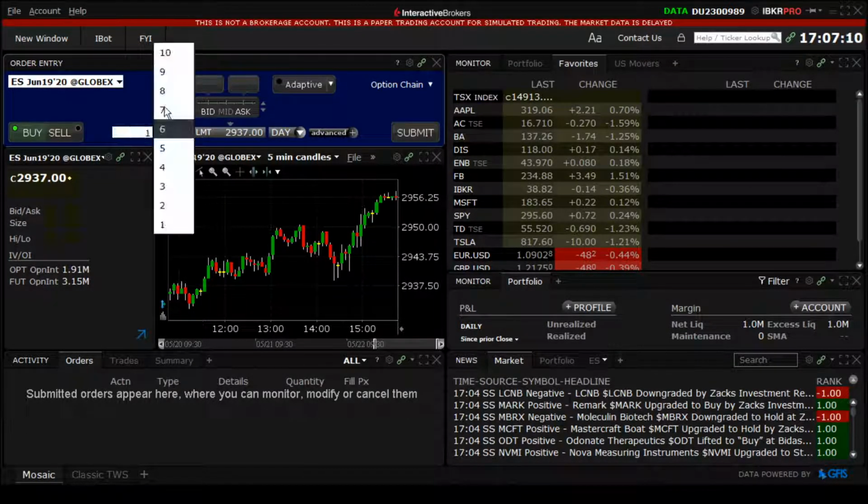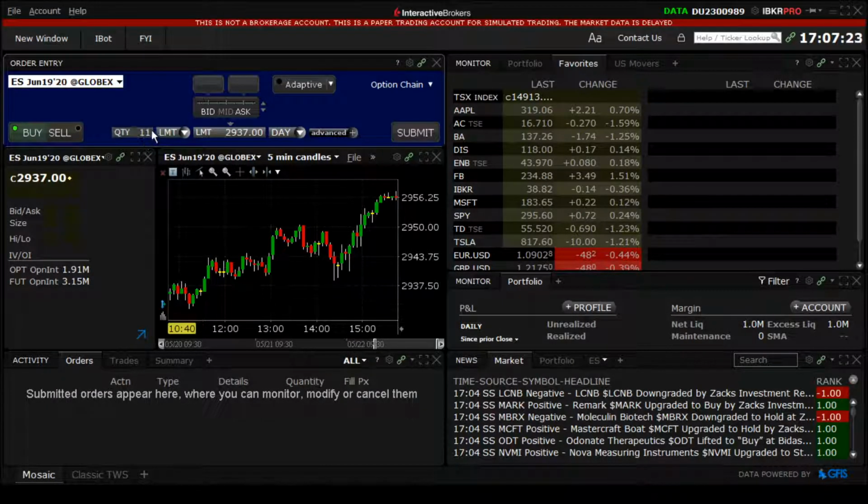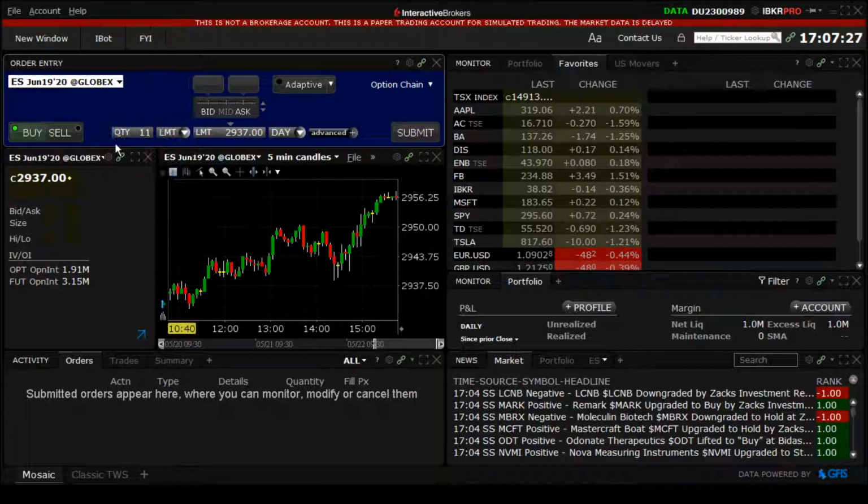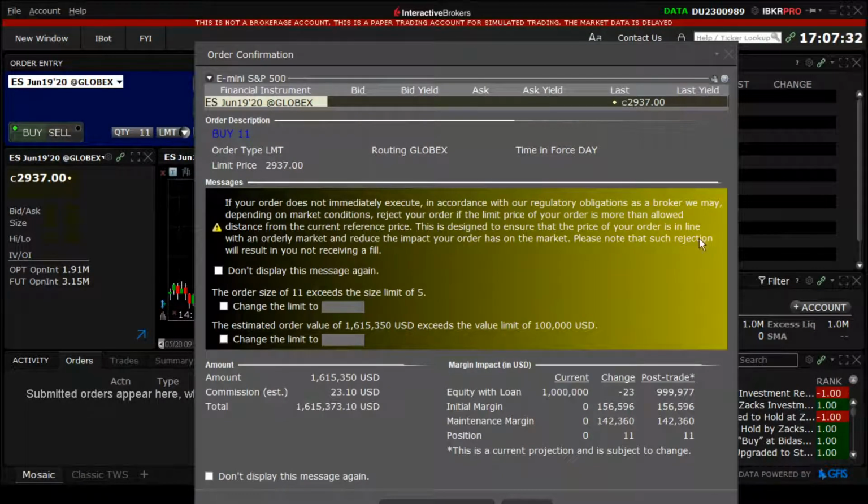Like for instance, here you would put the quantity. See, they don't even really offer more than 10 at once. Like I'm sure you could change it to whatever you wanted to. Of course you could change it, but basically you would just select your quantity and then buy or sell, submit the order, and obviously the market's not open right now, so it's going to reject it.